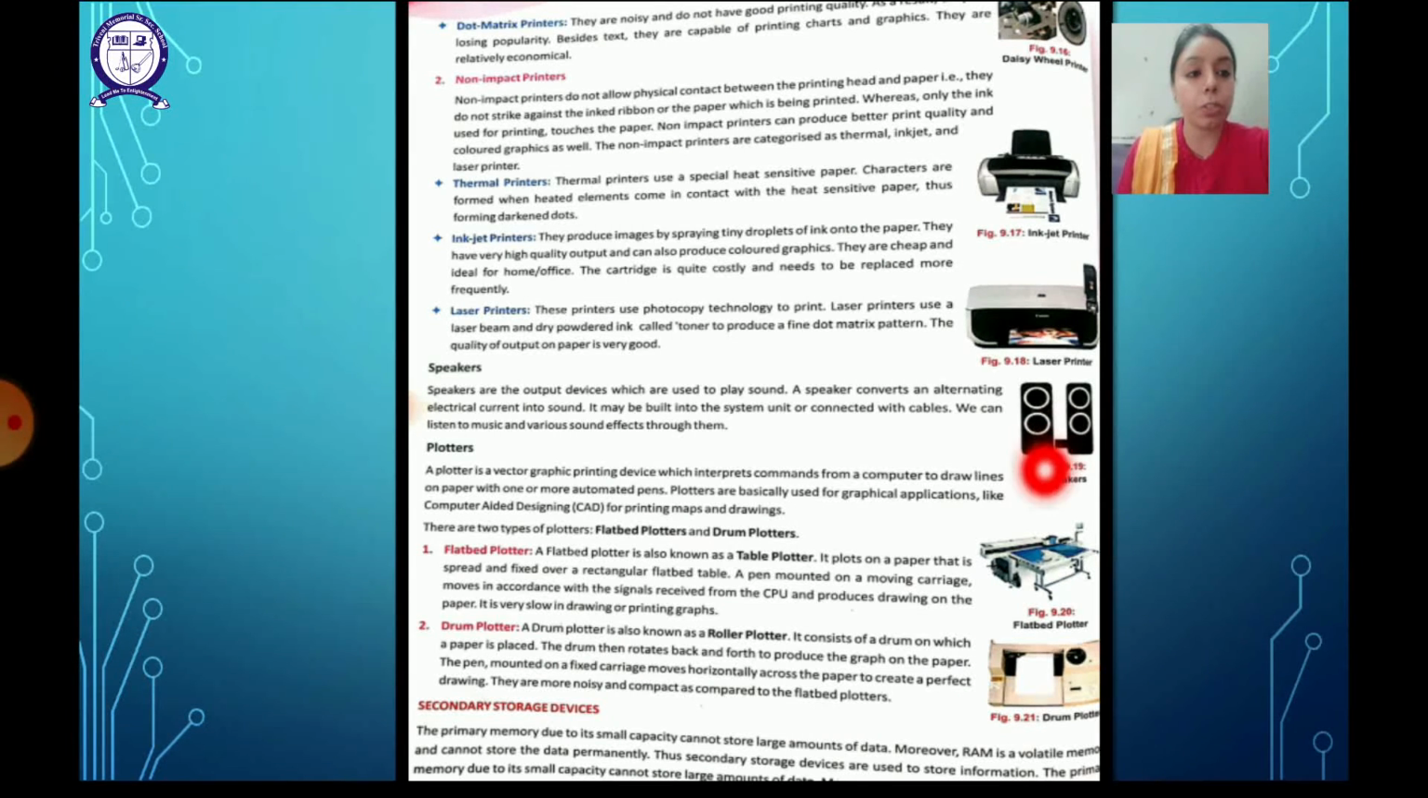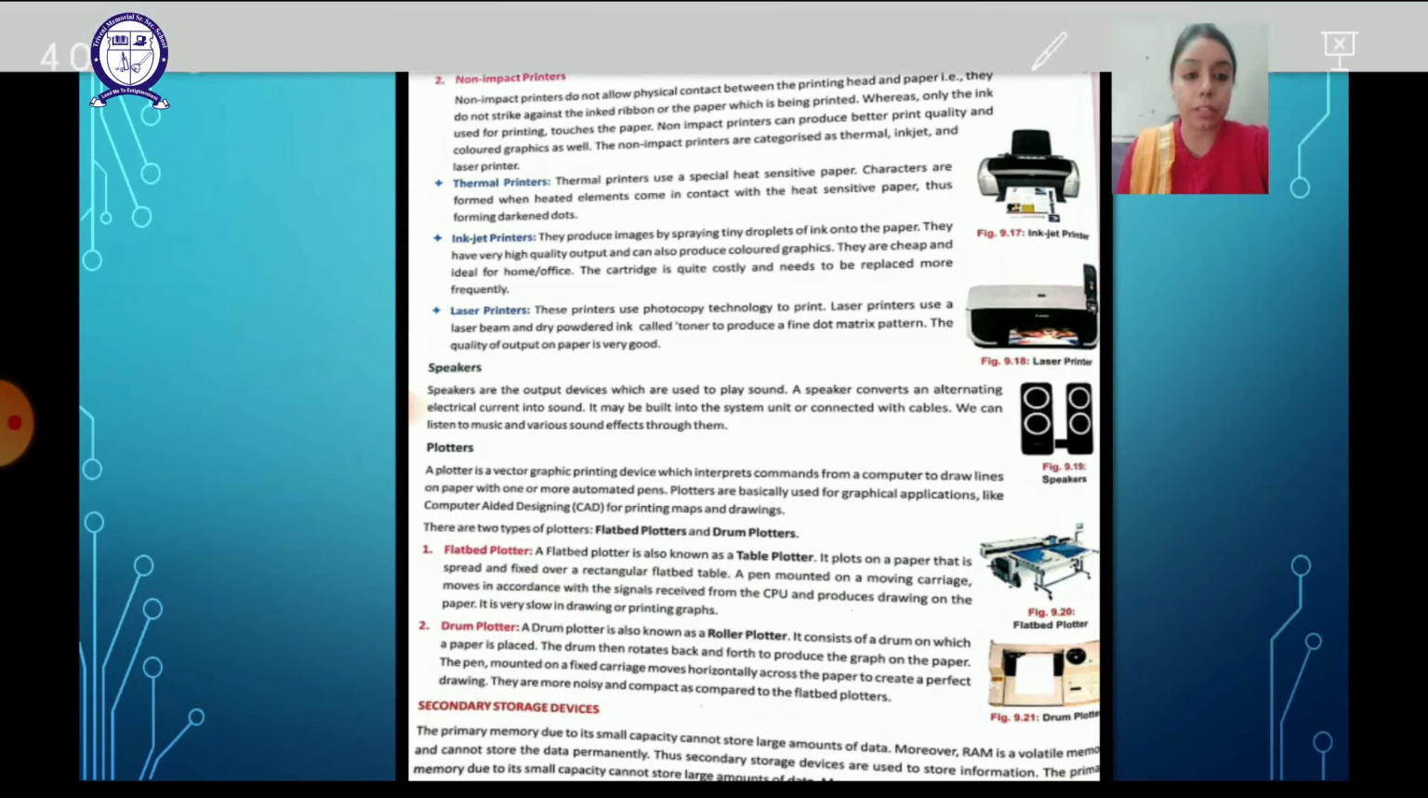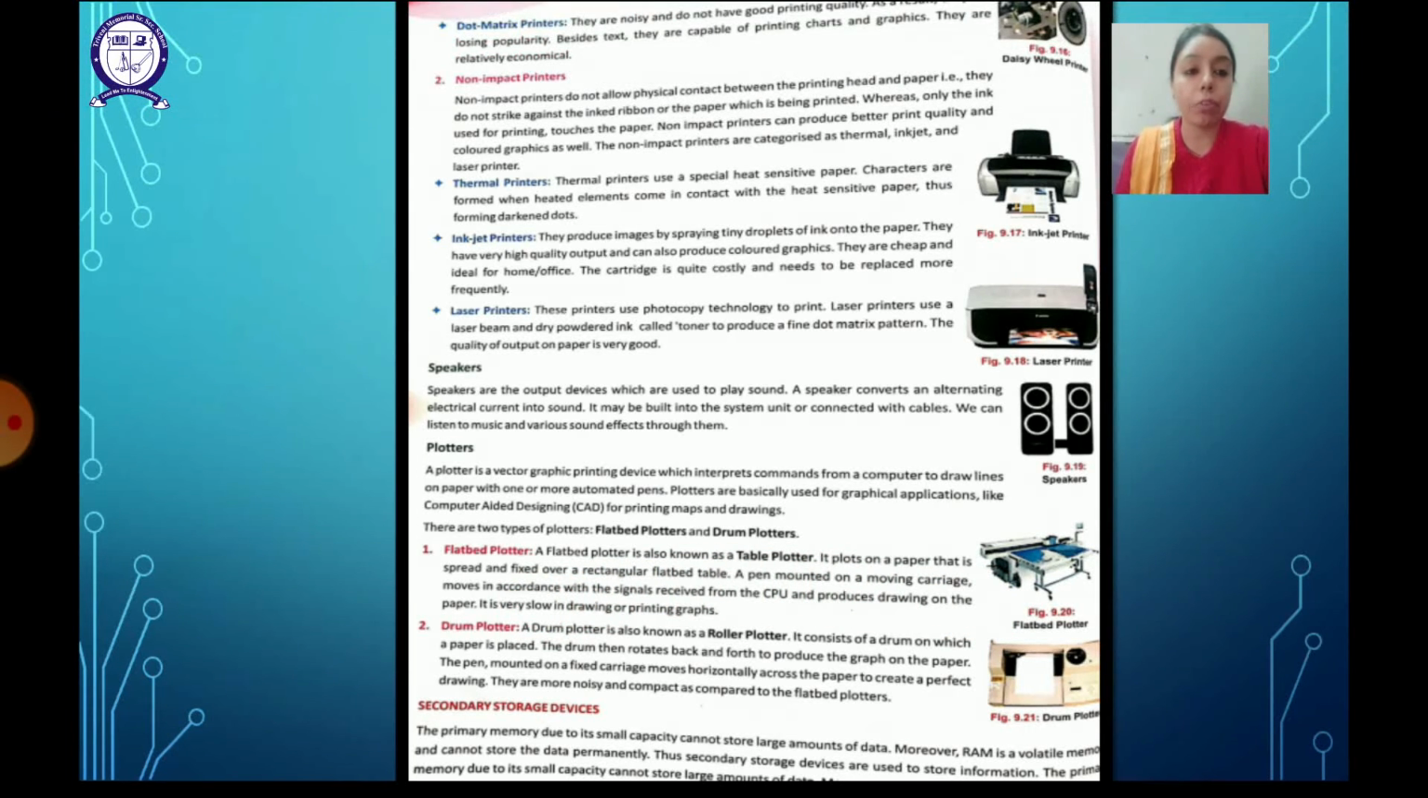Here you can see the picture of a plotter. This is a flatbed plotter, and the one below, figure 9.21, is a drum plotter. A flatbed plotter is also known as a table plotter. It plots on paper that is spread and fixed over a rectangular flatbed table. Then we have the drum plotter, which is also known as a roller plotter. As the name suggests, it consists of a drum on which paper is placed. The drum then rotates back and forth to produce the graph on the paper.